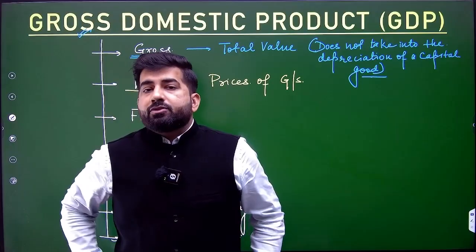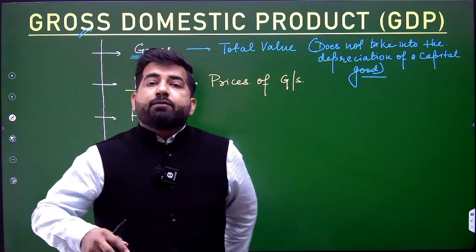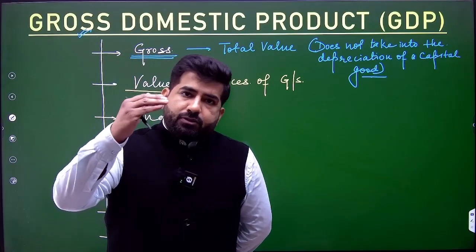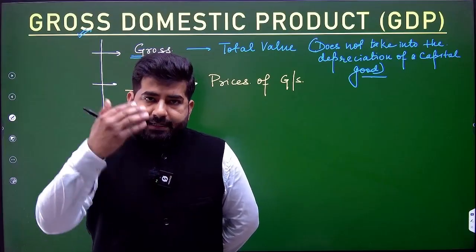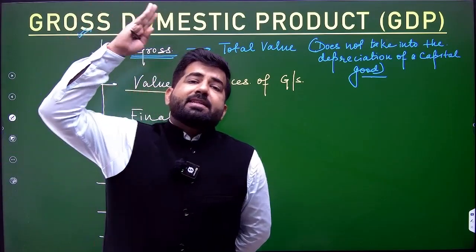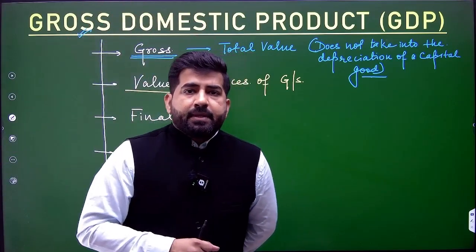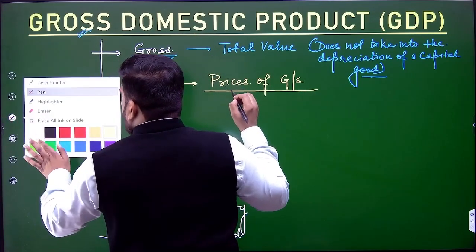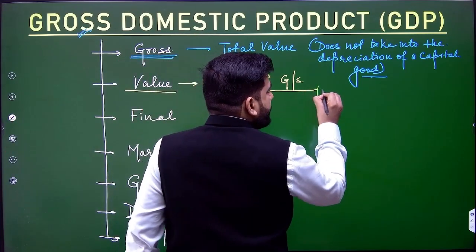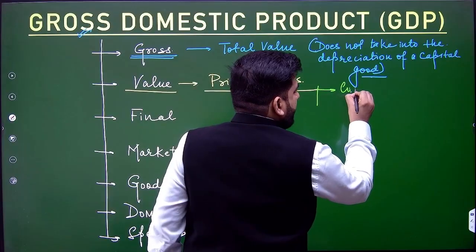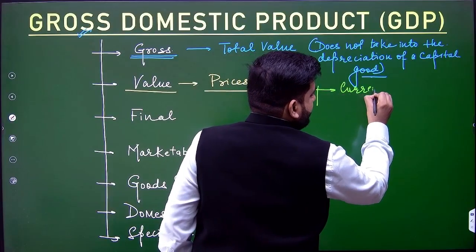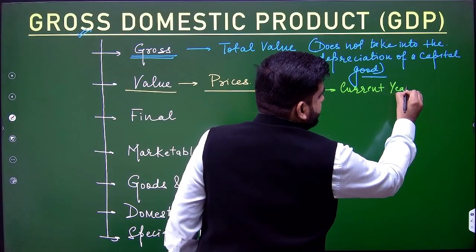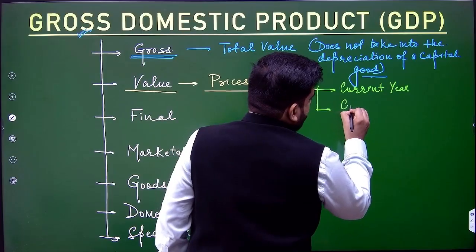But then the next question comes, prices of which year? The prices of the current year, that is the running year, or the prices of some base year. These prices can be of two kinds: the prices of the current year, or the prices of a constant year.